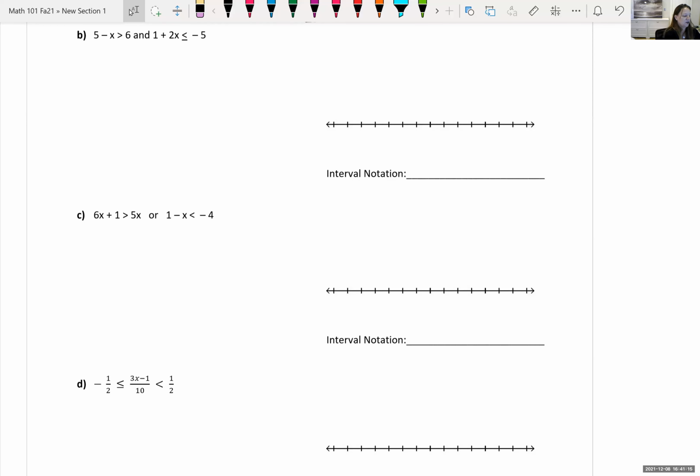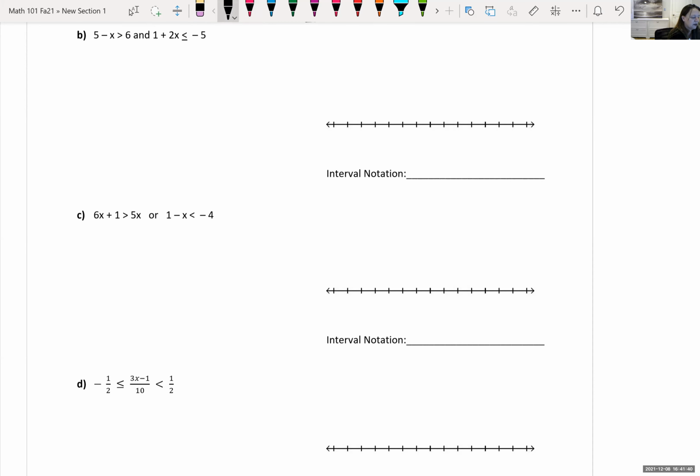Okay, so the next inequality we have is 5 minus x is greater than 6, and 1 plus 2x is less than or equal to negative 5. When we were just discussing with the video off, the difference between and and or: and means intersection, what they have in common, and or means union. So you're taking both of the sets. So you're going to solve each one of these inequalities separately.